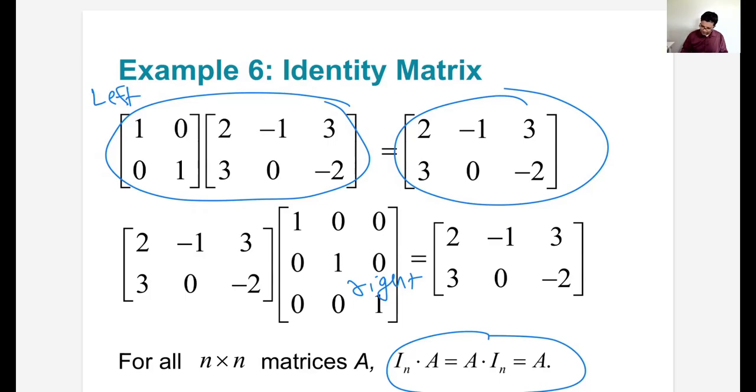And here's what I was telling earlier: I times A equals A times I equals A. Sometimes we write this subscript to indicate the order of the matrix, like I sub 2 will be a 2 by 2 matrix.